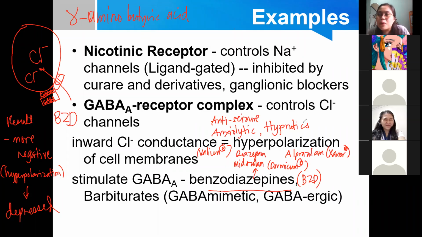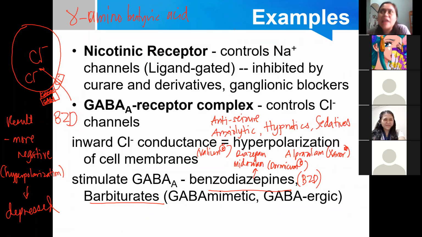If we want our patient to be sedated, these are sedatives, we add sedatives. Pampatulog. Or if we want to induce sleep, like before an operation, we put the patient to sleep, this is what is given. It can be barbiturates. So both of them are GABA mimetic or GABAergic. When you say GABA mimetic, mimic, they imitate the action of GABA.